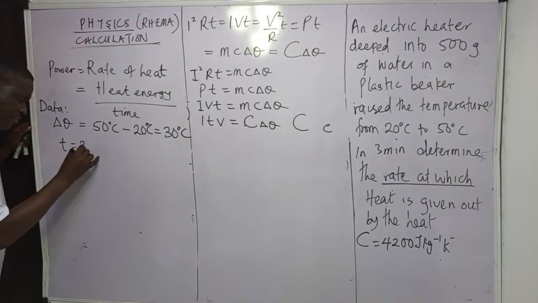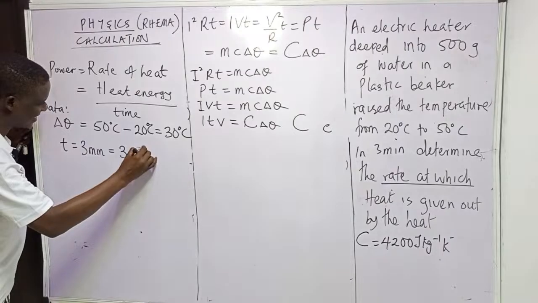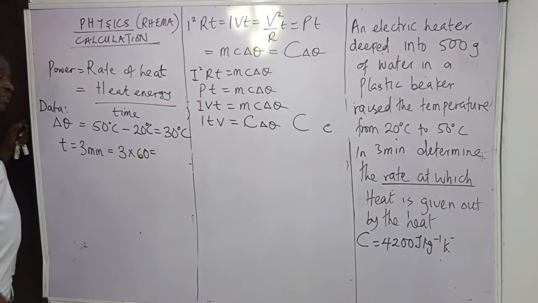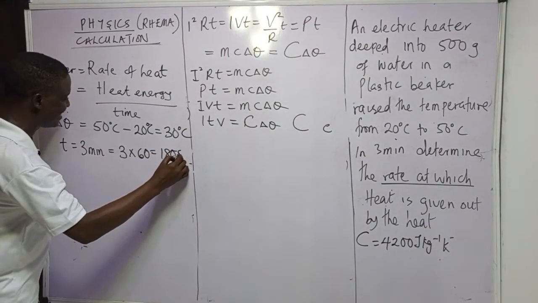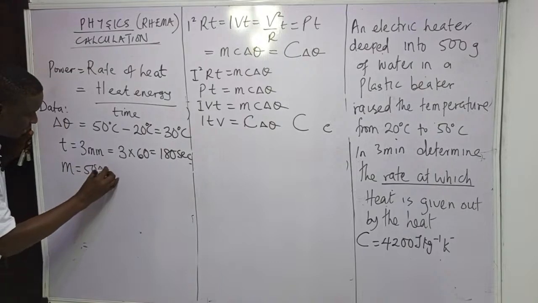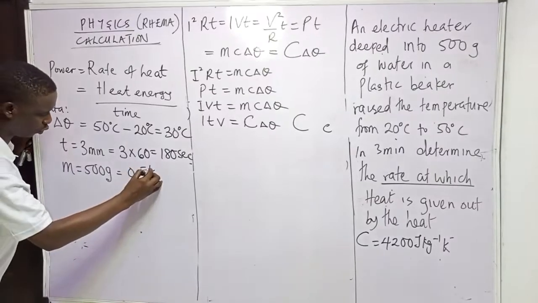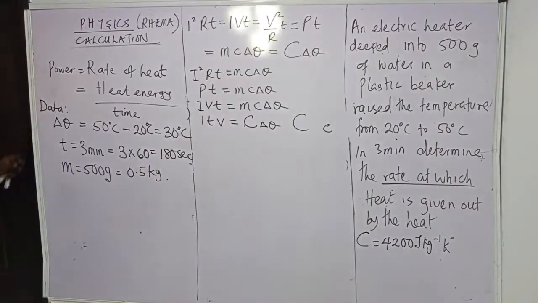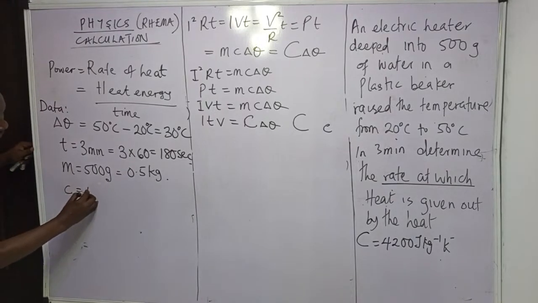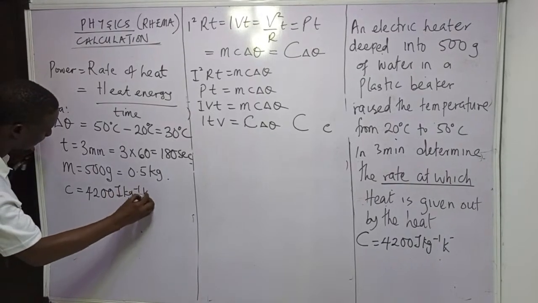What is the time? Our time is 3 minutes. We convert to seconds, please. So 3 times 60, since 60 seconds make 1 minute, gives 180 seconds. Very important that you convert. Our mass is 500 gram, so you convert to 0.5 kilogram. The specific heat capacity is 4200 joules per kilogram per Kelvin.